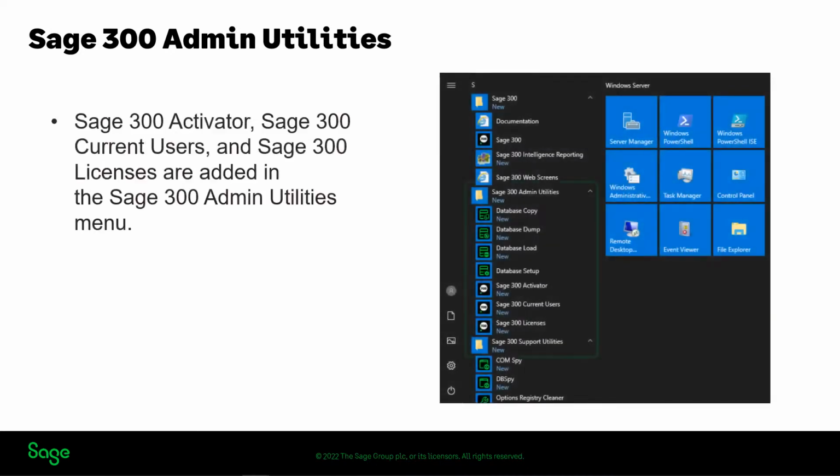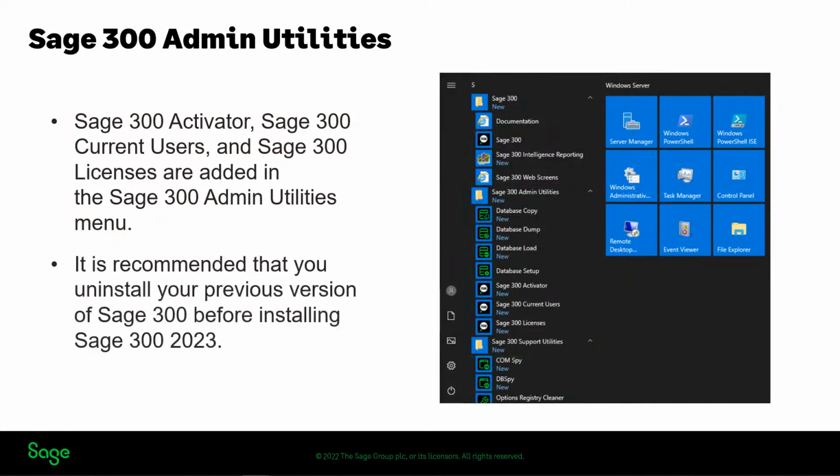We have also added some new items in the Sage 300 Admin Utilities menu, so that you can use features like data activation, current users, and license manager without needing to open Sage 300. To get the best experience with the improved Start menu, uninstall your previous version of Sage 300 before installing Sage 300 2023. If you don't do this, the Start menu will show both the old menu and the new menus.